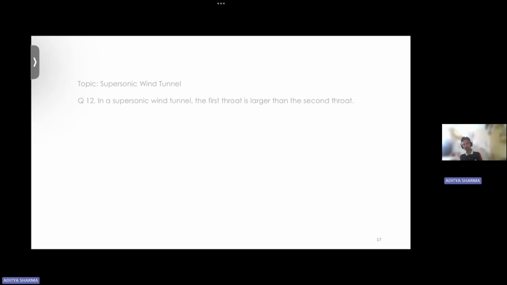Okay, then there is supersonic. Again, the next question is on the supersonic wind tunnel. The question says, in a supersonic wind tunnel, the first throat is larger than the second throat, right? So what happens is that when this supersonic wind tunnel is started, right?